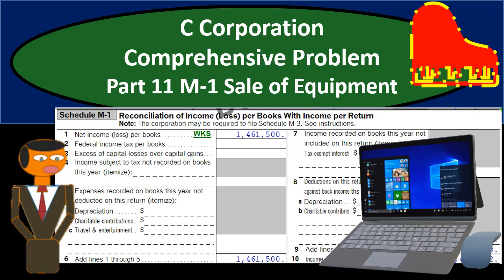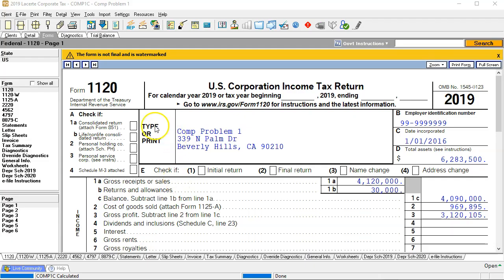In this presentation, we will continue on with part 11 of our C Corporation Comprehensive Problem, this time taking a look at an M-1 related to the sale of equipment. We're going to have the sale of property, plant, and equipment, a piece of equipment, which will have a difference, an M-1 related to the accumulated depreciation, which will have a different amount for the book and tax depreciation. Here we are on Form 1120.